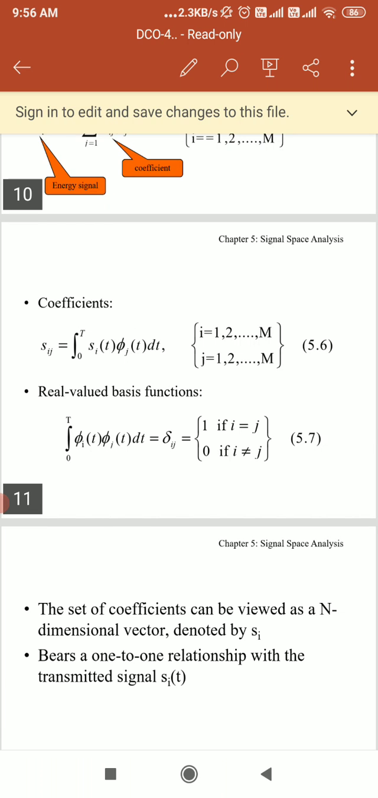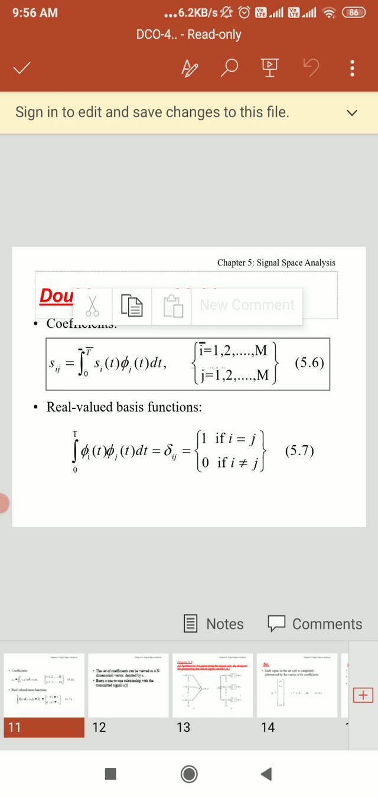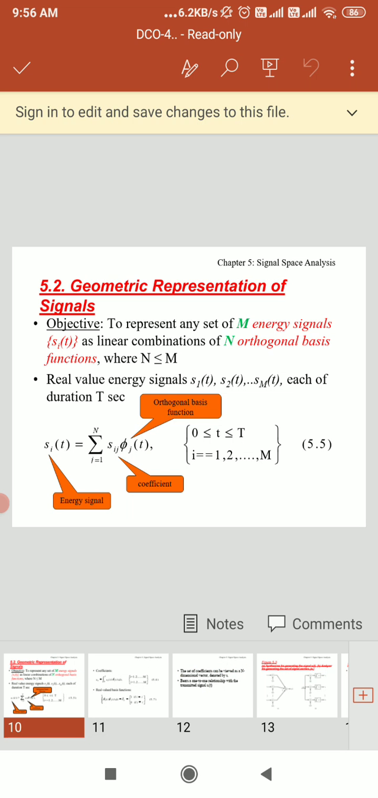You will get real valued functions when we are representing the geometric representation of a signal. At that time we are taking the energy signal equal to scalar coefficients times orthogonal basis functions.